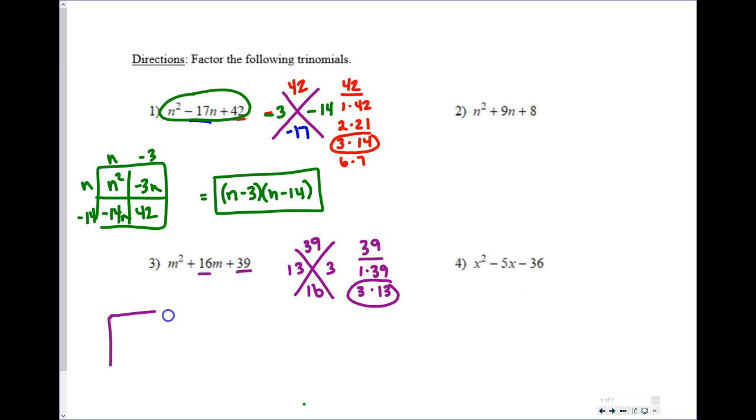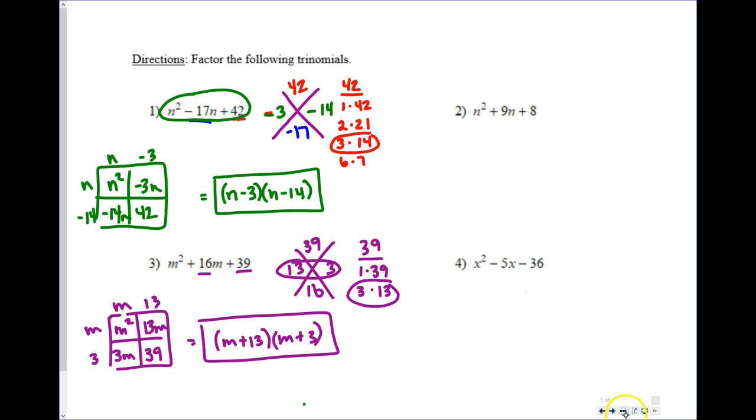Now I'm going to put it in my Punnett square. Put the x squared, sorry, I keep getting my letters wrong. m squared here, 39 here. I now know that 13 and 3 work. 13 times 3 is 39, and 13 plus 3 is 16. So m goes here, 13 here, m here, 3 here. So my final answer is m plus 13, m plus 3.